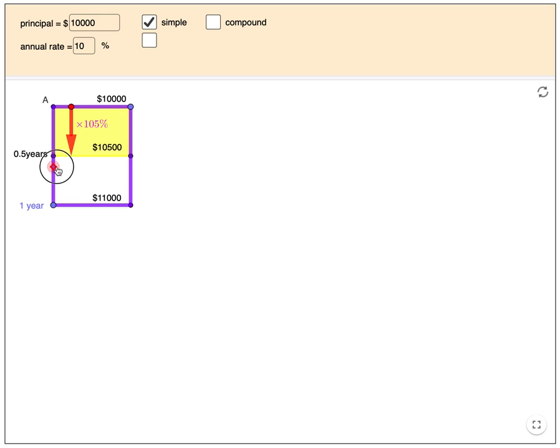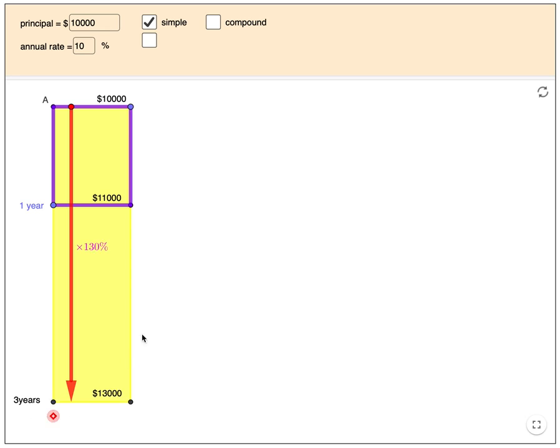Similarly, if you move it up to half year, then what you get is only 105% of the original value. So you can try it out for different values. And in doing so, we can emphasize that the simple interest is just a particular percentage of the principal based on the annual rate and also the length of time. That means the number of years in this picture.